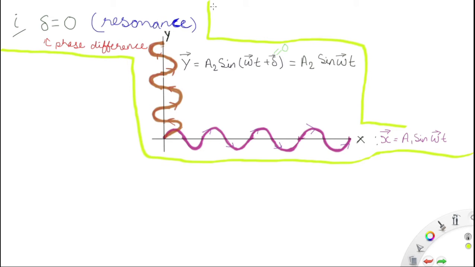The equation is y = a2 sin(ωt + δ). Now δ = 0, so y = a2 sin ωt. This will be the amplitude, the maximum displacement, so this will be plus a2 and this will be minus a2. Similarly, in the x direction we have x = a1 sin ωt, with a positive and a negative x direction. The highest displacement will be the amplitude, so plus a1 and minus a1.